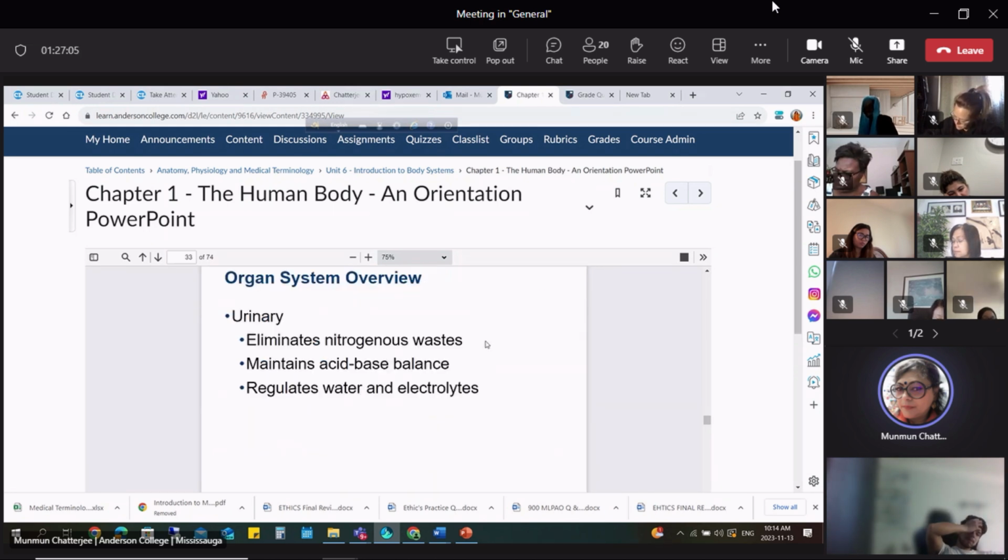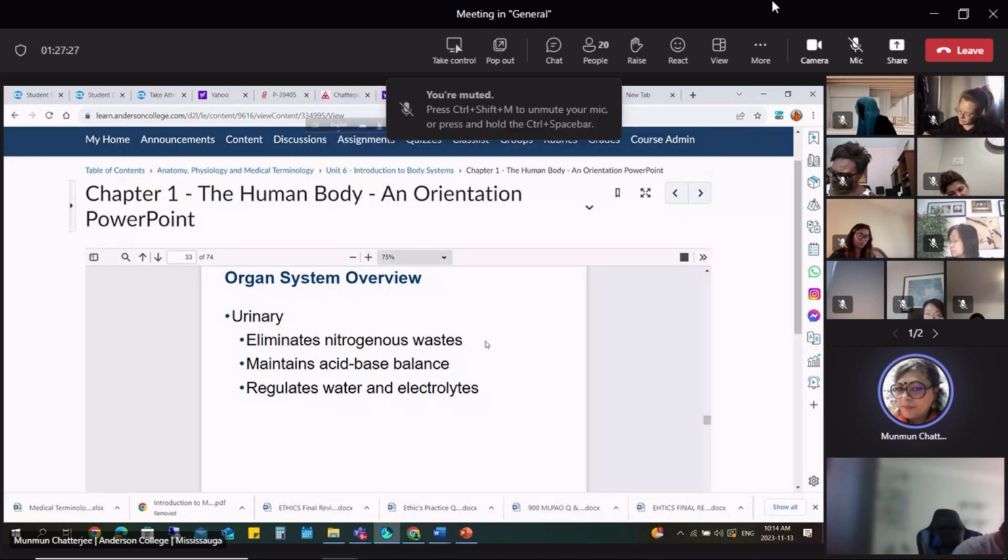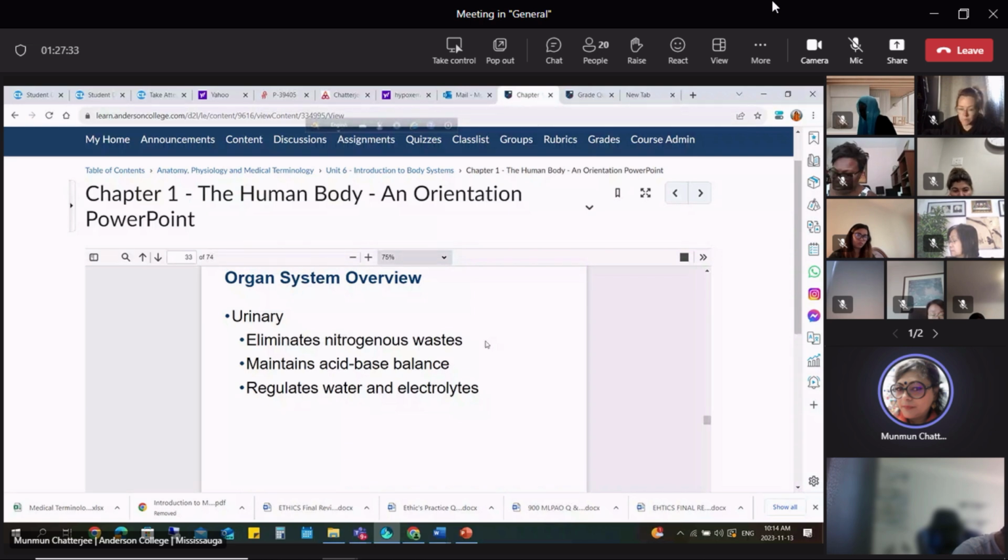Another waste is carbon dioxide gas. It is excreted out from the lungs, right? So carbon dioxide is not excreted from the urinary system. That's why it says it only eliminates nitrogenous waste. What are the nitrogenous wastes? You have creatinine, you have urea. Those are made up mainly of nitrogen molecules, and those are going to be excreted. So the urinary system eliminates nitrogenous waste.